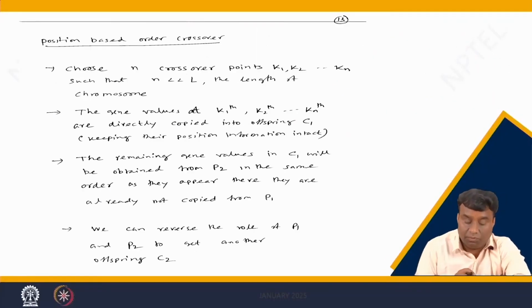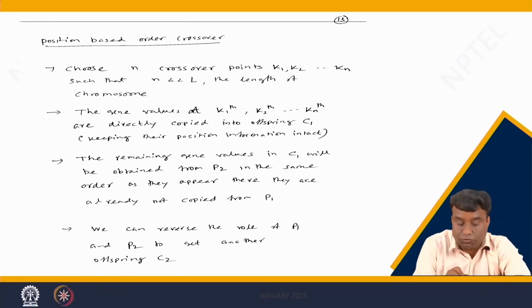Now the next one is position based order crossover. Choose n crossover points k1, k2 up to kn, such that n is very much less than l, the length of the chromosome. The gene values at k1, k2 and kn are directly copied into the offspring C1, keeping their position information intact. The remaining gene values in C1 will be obtained from P2 in the same order as they appear, if they are not already copied from P1. We can reverse the roles of P1 and P2 to get another offspring, that is C1 and C2.